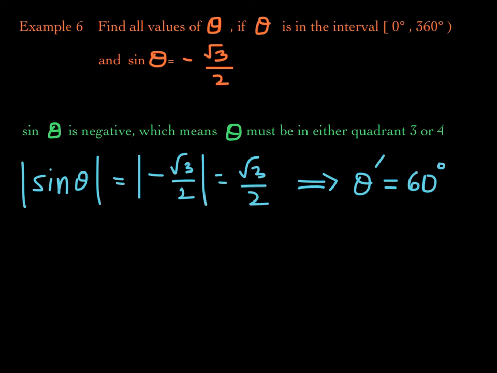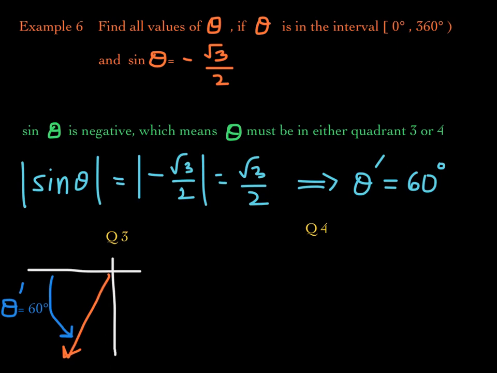Furthermore, the absolute value of sine of theta, which would be the absolute value of negative root 3 over 2, is positive root 3 over 2. Now, you and I know that must imply that theta prime, the reference angle, is 60 degrees, because you and I already know that sine of 60 degrees is root 3 over 2. So theta prime must be 60 degrees. Now, let's go to quadrants 3 and 4.